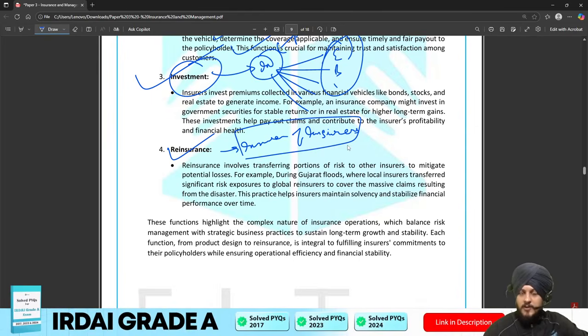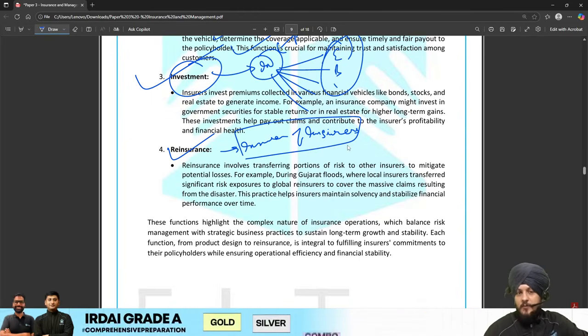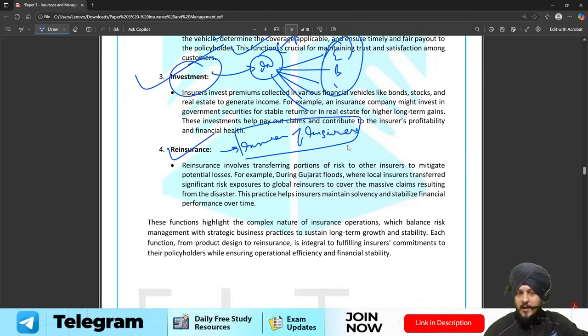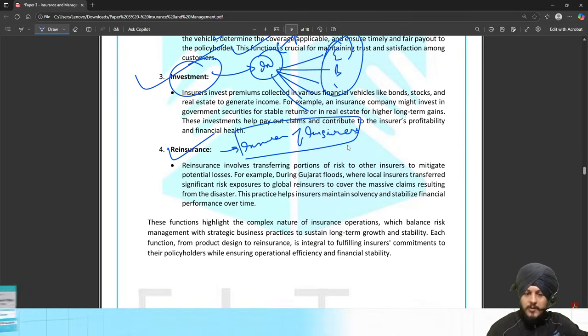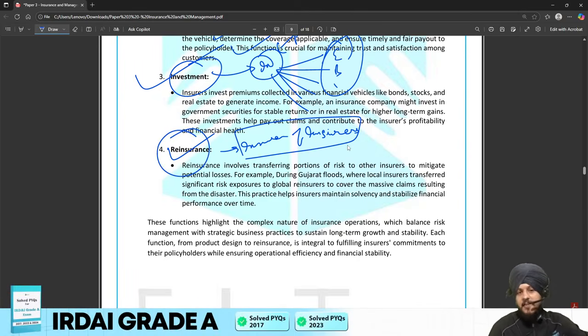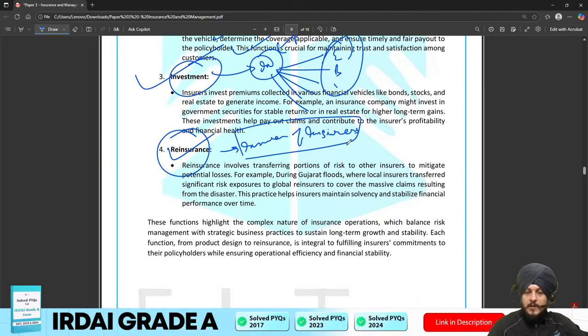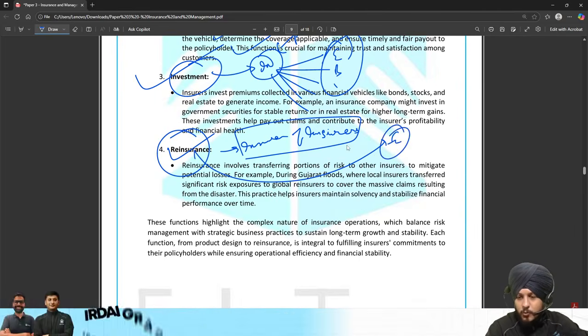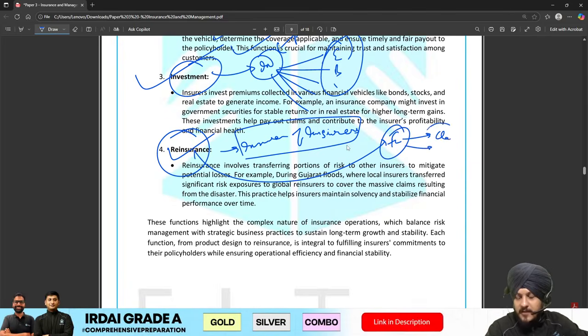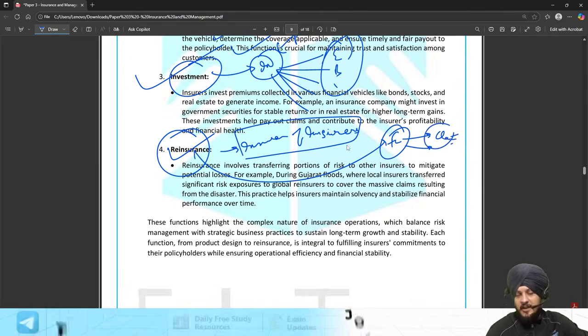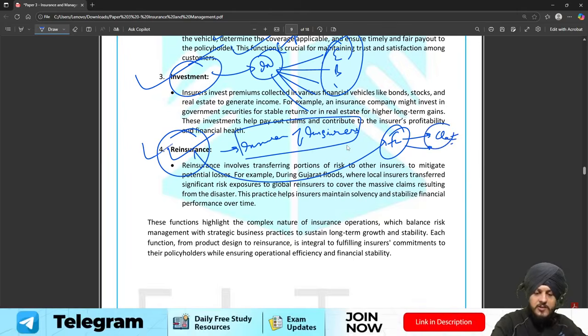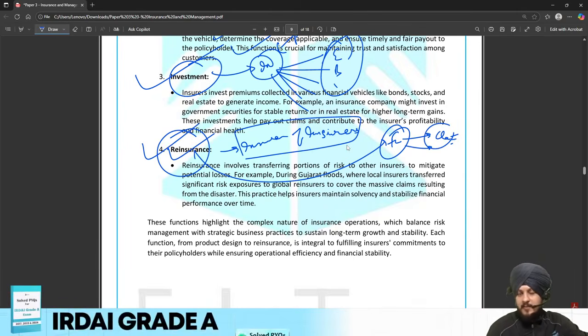For example, if some kind of disaster happens in the economy, in the country, the number of claims is going to get higher and higher, right? So in order to manage such a large number of claims, they go for these reinsurance facilities, and because of the reinsurance facilities they get access to funds, and these funds can be used to pay the claims with respect to different policy holders. So that is the role of reinsurance, and some sort of these points you could have written as a part of your answer.